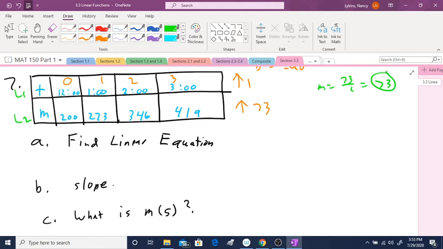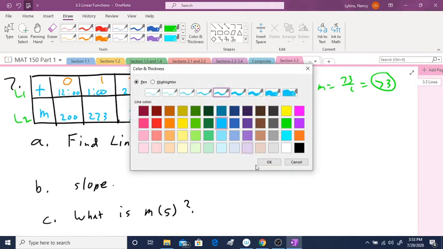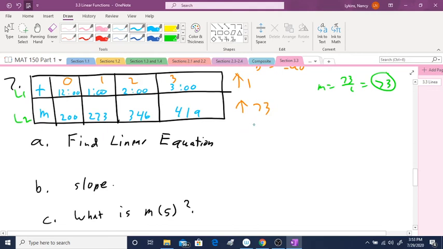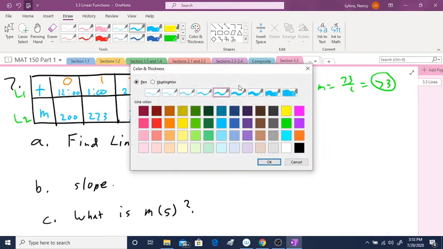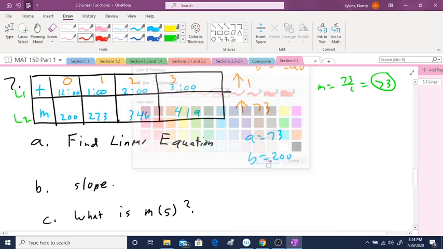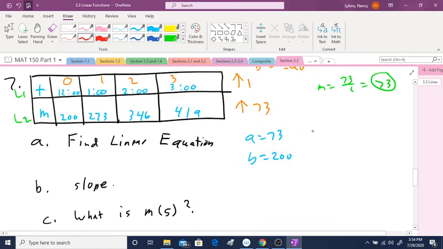Okay, so if you go ahead and do your stat edit, put in your L1 and L2, and then go to your stat, calculate number 4. So please at any point hit pause. So what I come up with on this one is A is 73 and B is 200. So my equation is going to be, now on this one, okay, my M depends on my T. So your Y always depends on your X. So I'm going to say M of T equals 73T plus 200.